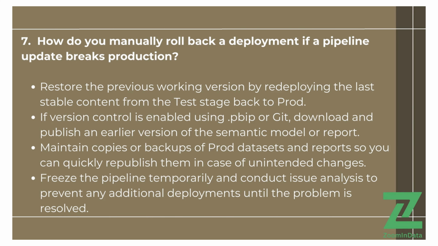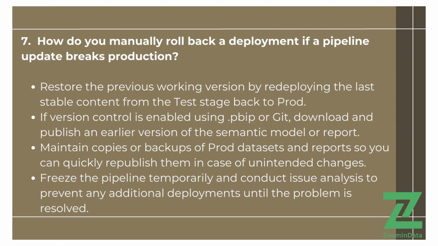Seventh question. How do you manually roll back a deployment if a pipeline update breaks production? Restore the previous working version by redeploying the last stable content from the test stage back to prod.